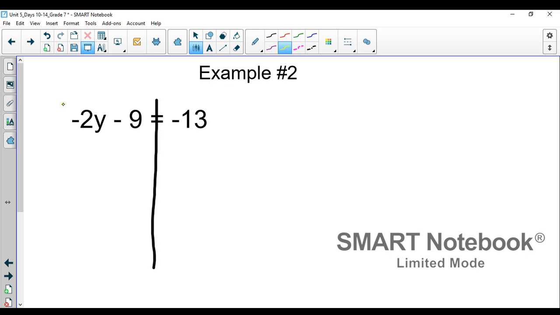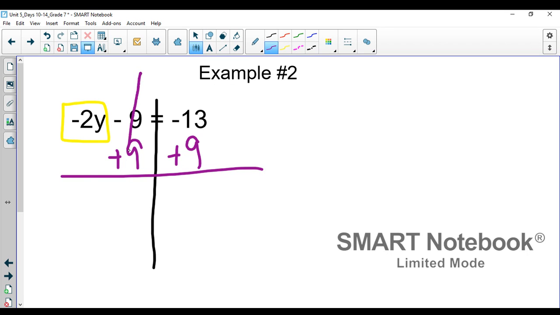Our job is to get our y by itself. So the first thing I have to do is get rid of this minus 9, which means I'm going to add 9 to each side. The whole point of that is negative 9 plus 9 is 0. They cancel out. The negative 2y is on the left side, and then over here it's negative 13 plus 9, which is going to give us negative 4.